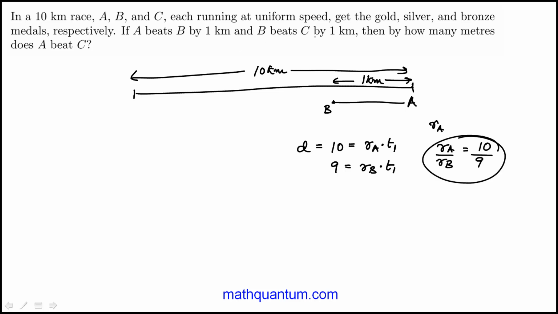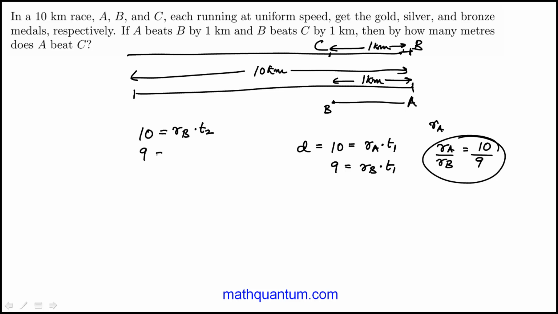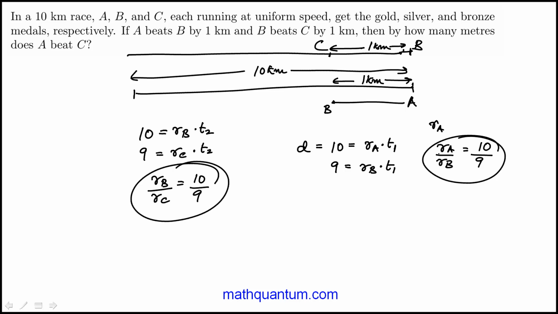And then B beats C by 1 kilometer, which means B would be here and C would be here. Same setup. So that would be a different time, but it would be 10 = R sub B times T2, and then for C it would be 9 = RC times T2. And again, I'll do the ratio because I'm interested in how these two equations connect. So I have these two.